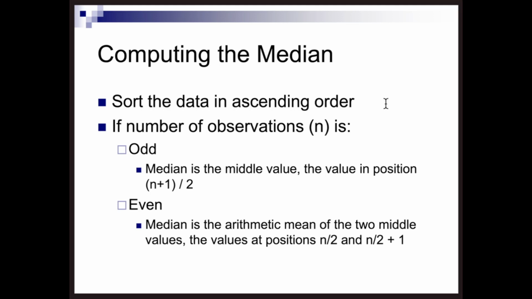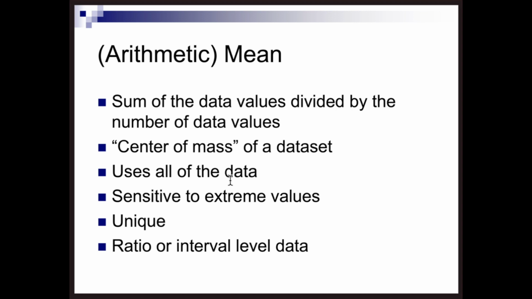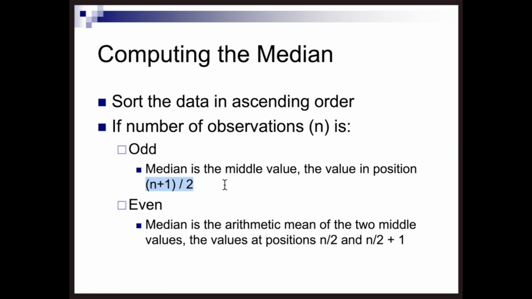All right, and so the way we do this is to first sort the data in ascending order. So we're going to construct an ascending data array. And then if the number of observations n is odd, then there's a single middle value, and the middle value is the median. The median is the value that is in position (n+1)/2 in that ascending data array.